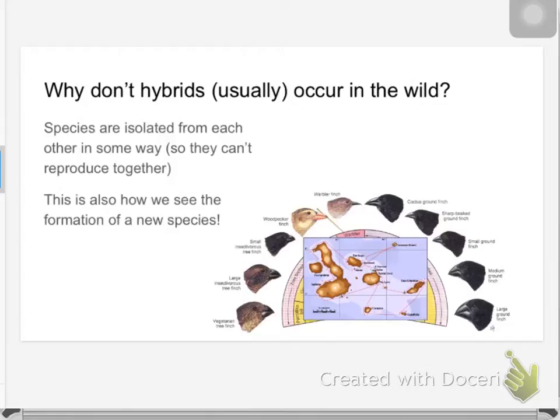So this is actually what we're going to start talking about tomorrow. Isolation. So species are isolated from one another so that they cannot reproduce together, and this is what leads to the formation of new species. Isolation and disruptive selection are what get you new species out of old species. We will stop there for today.